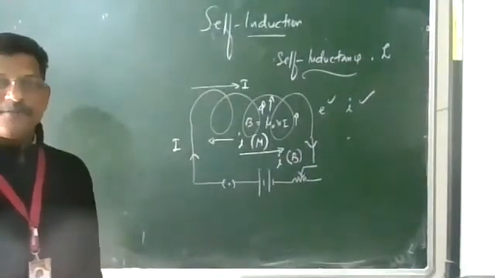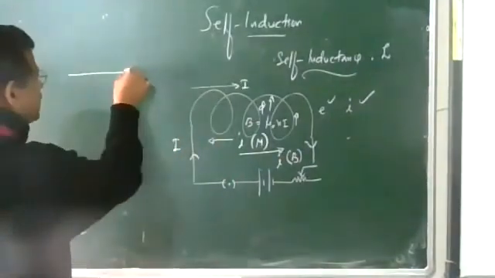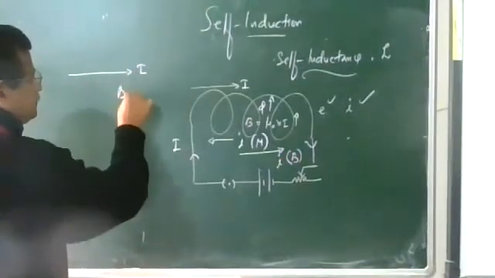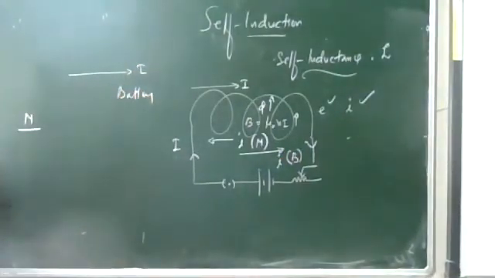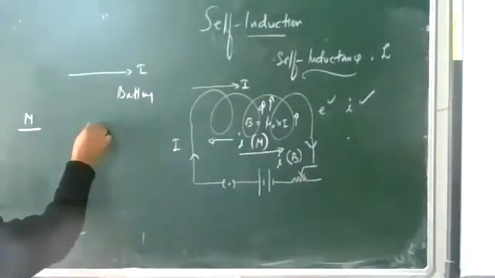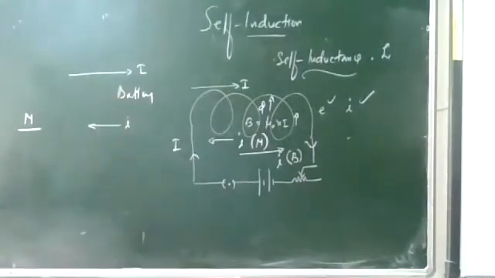Two points I explained. Battery current is in this direction. While you make the circuit, current increases, flux increases. The induced current does not want the battery current to increase, so the induced current will flow in a direction opposite to the battery current to oppose the growth of current.